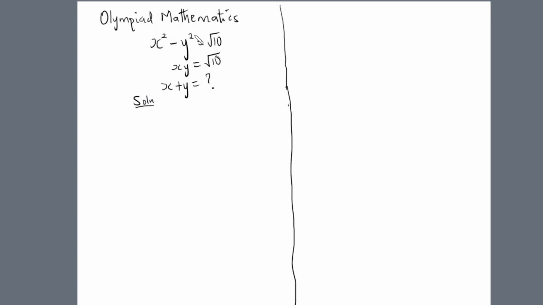You're looking at this Olympiad mathematics question, which says x squared minus y squared is root 10. xy is also root 10. What is the value of x plus y?